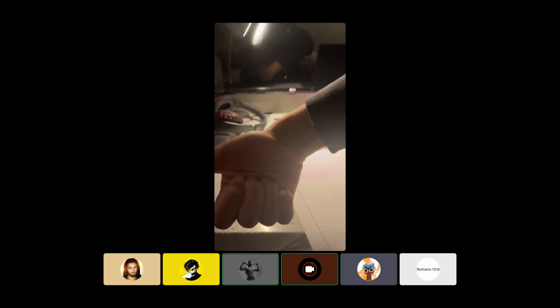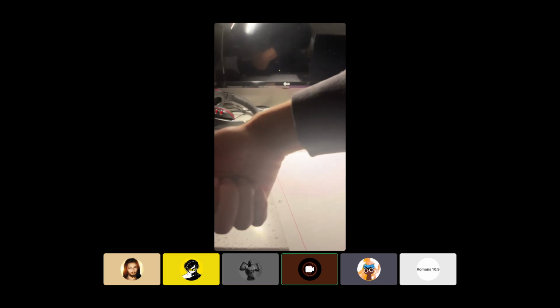Then to get the Y direction, you just curl your fingers into your palm as always, and whatever your thumb is left at, which is right here, think of that as the negative Y direction.